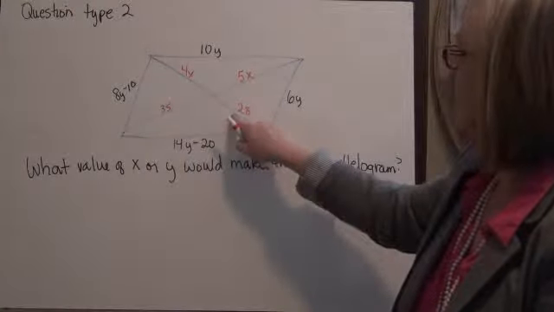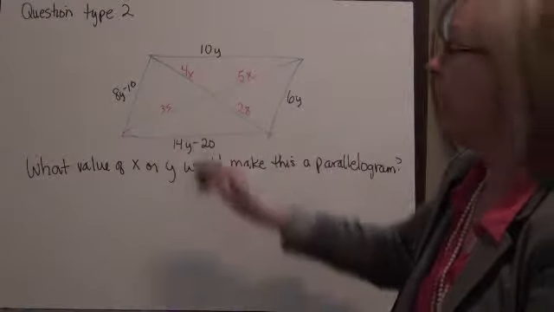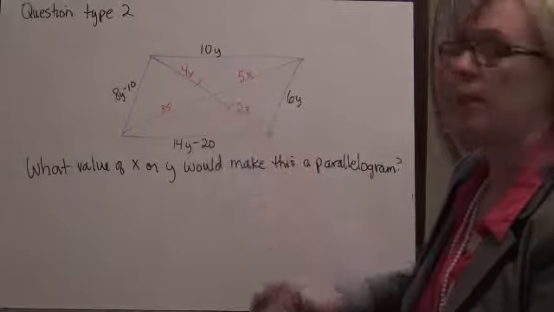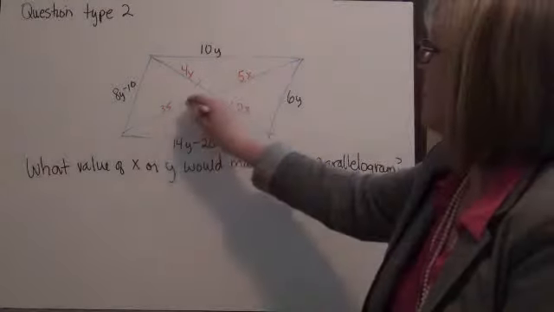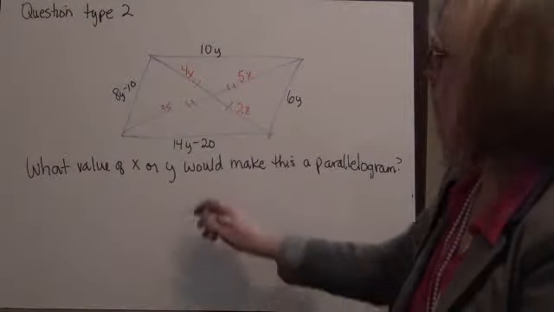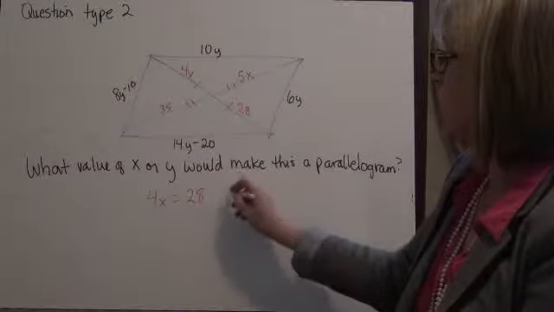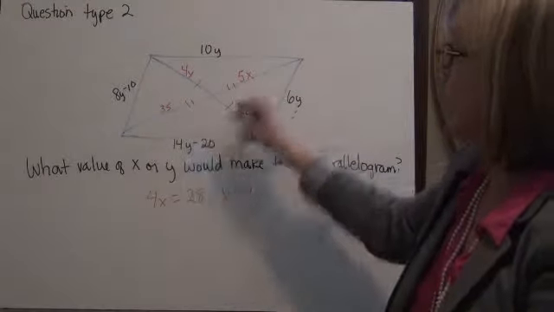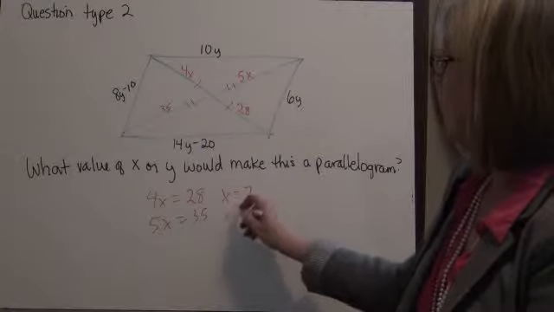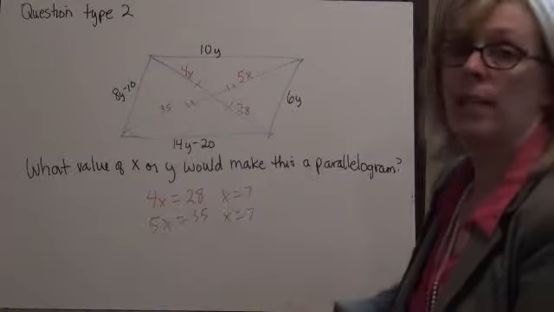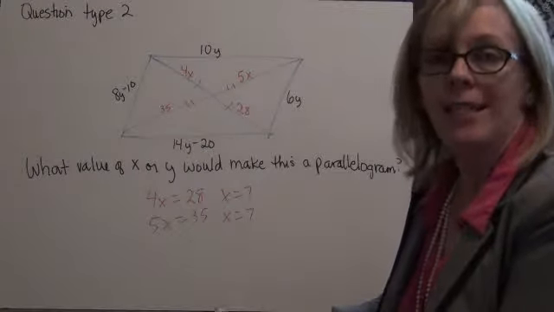I have 4x and 5x, but I don't know anything about these two, but these are diagonals. And I know that this must be congruent to this side, because diagonals of a parallelogram bisect each other. And this must be congruent to this. So I could write an equation. I could write 4x has to equal 28. So x equals 7. And double checking, I could say 5x has to equal 35. So that x also equals 7. So in this case, if x equals 7, this is a parallelogram because the diagonals bisect each other.